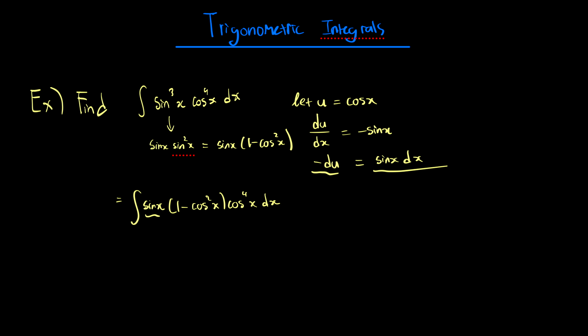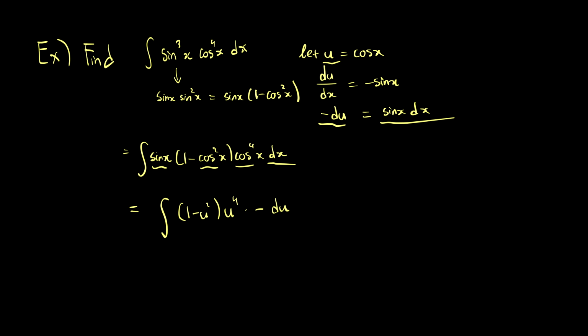So this sine x and this dx can be replaced directly inside. And then everything that is cos x can be replaced with u. So this would become 1 minus u squared times u to the 4 times negative du. So it works out very, very conveniently. And at the end, you get an expression with just u's, which is very easy to integrate.